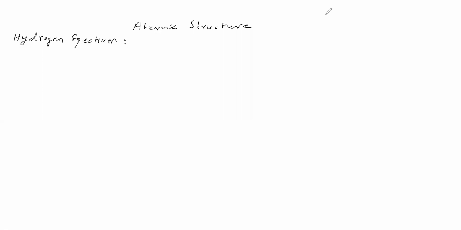Atomic structure, hydrogen spectrum. In the hydrogen spectrum, we are taking hydrogen gas. In the hydrogen gas, hydrogen molecules are present. Due to passage of current, hydrogen molecules dissociate to give hydrogen atoms.